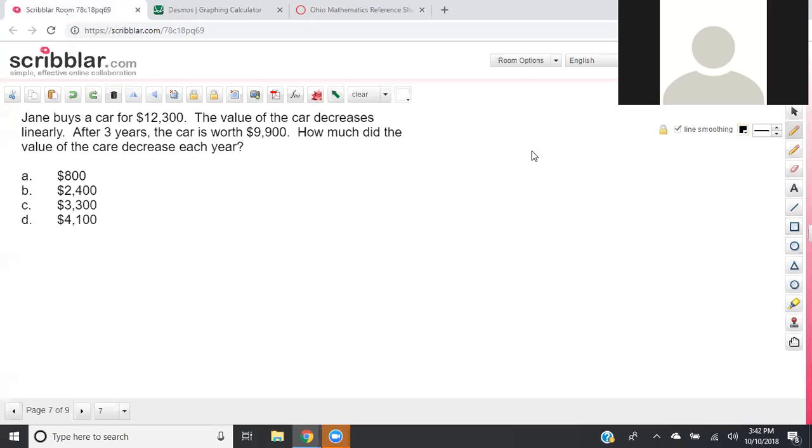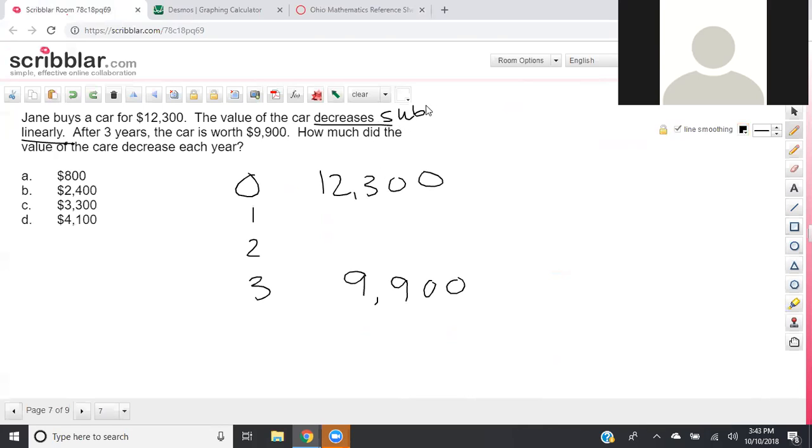Okay, so next, linear pattern. Jane buys a car for $12,300. The value of the car decreases linearly. After 3 years, the car is worth $9,900. So she bought a car for $12,300. We're going to say times 0 because she's just starting out. And by the time we get to 3 years, it's $9,900. Decreases is subtract. And the word linearly actually tells us something important.